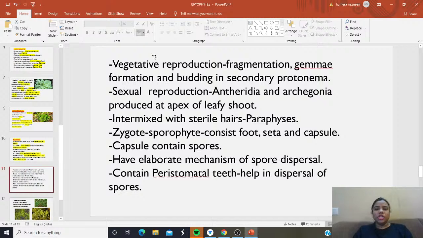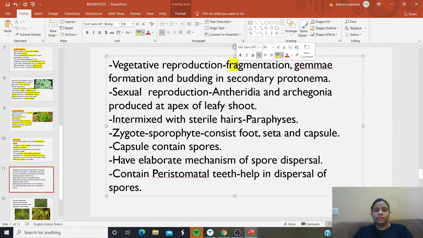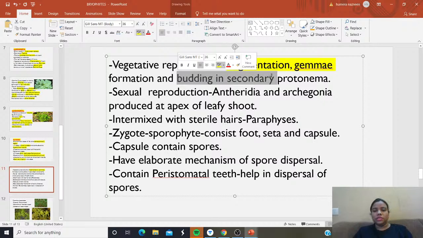Now, vegetative reproduction is by fragmentation or by gemma formation. So, how is vegetative reproduction in mosses? It is either by fragmentation or gemma formation, and budding in the secondary protonema can also be seen.